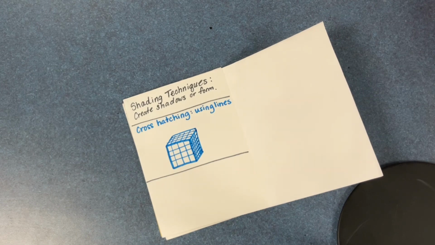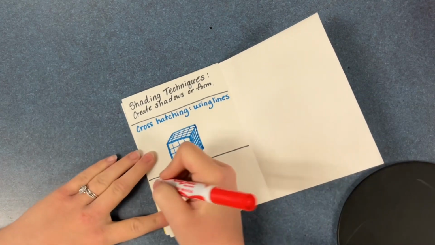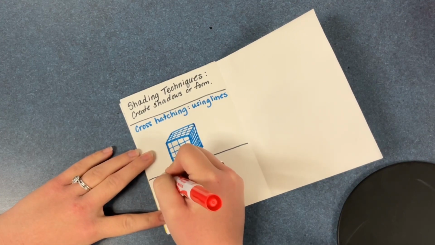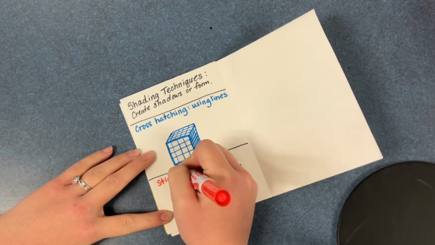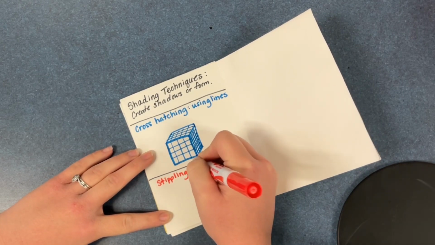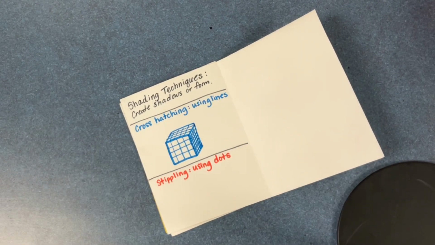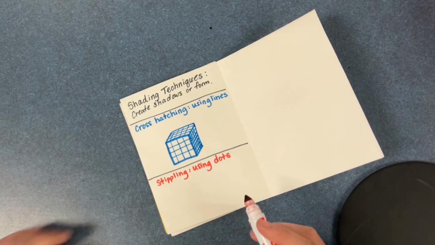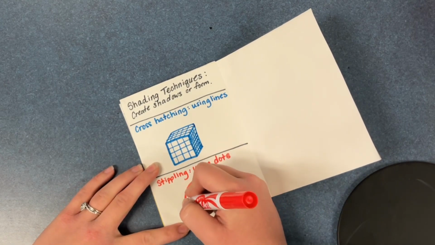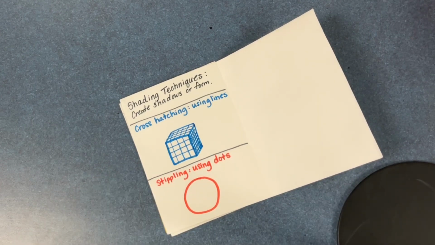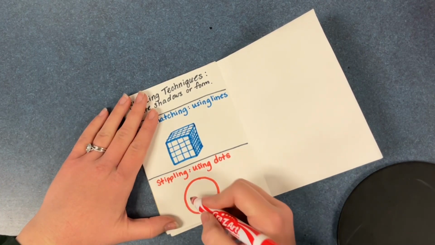With using a new color marker, we are going to learn about stippling. Stippling is creating shadows or form by using dots. So you're going to write stippling and using dots on your paper. We're going to draw a circle, a two-dimensional object, and by using stippling, we're going to make it appear to be three-dimensional. That's going to be called a sphere.